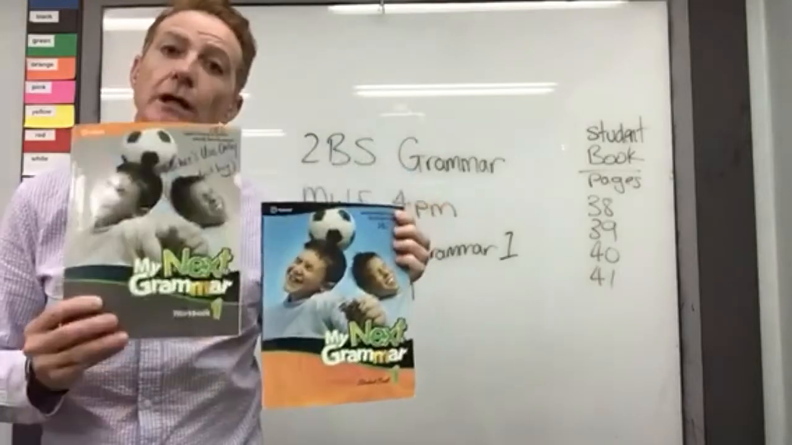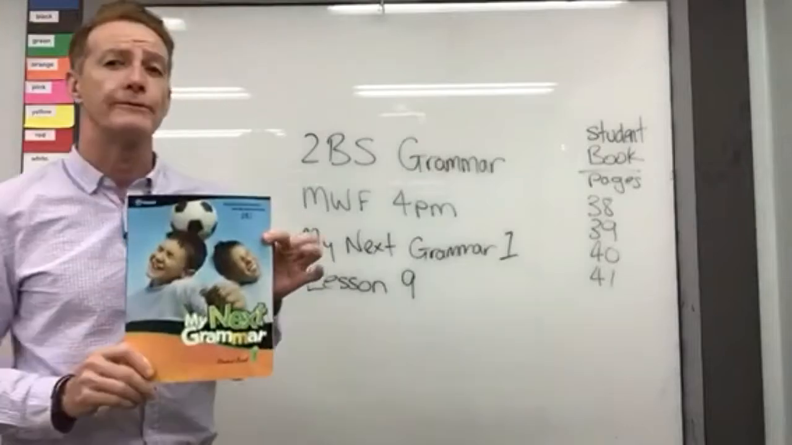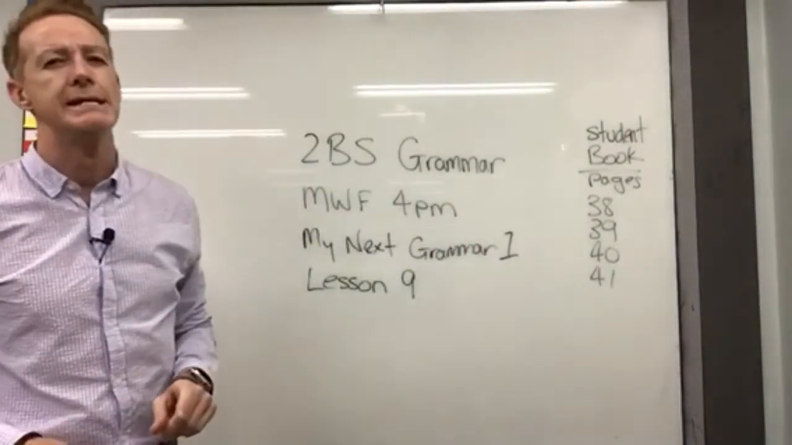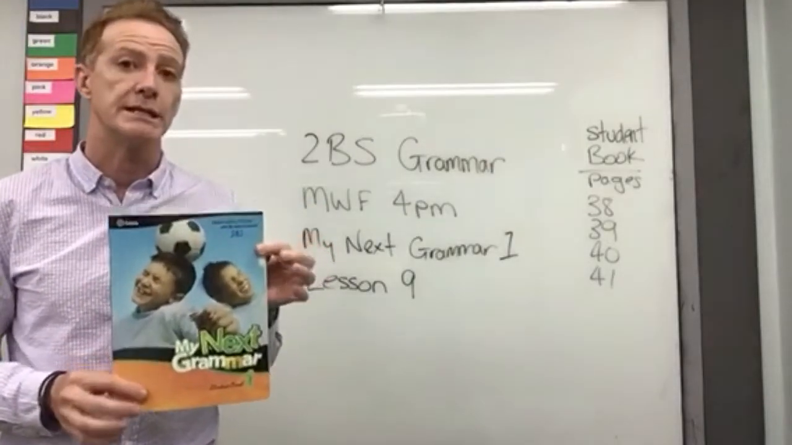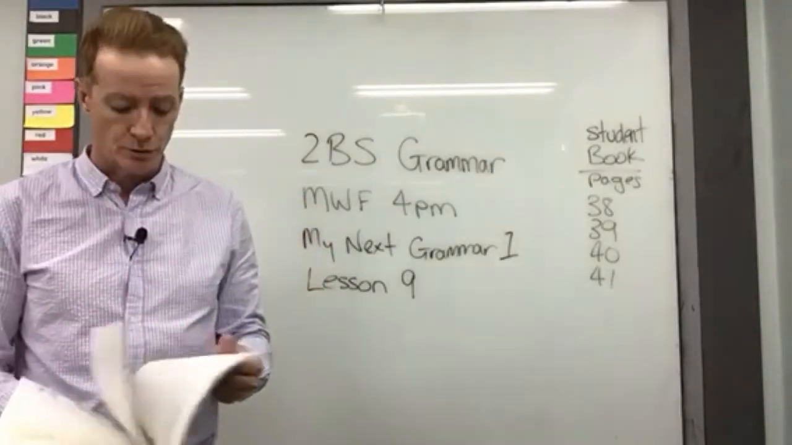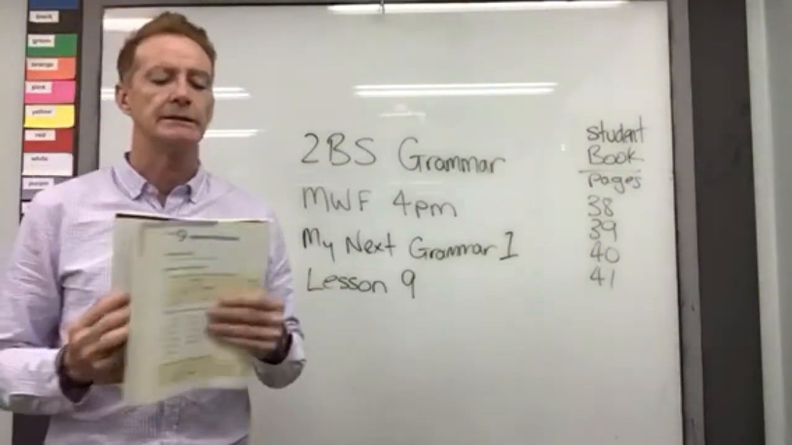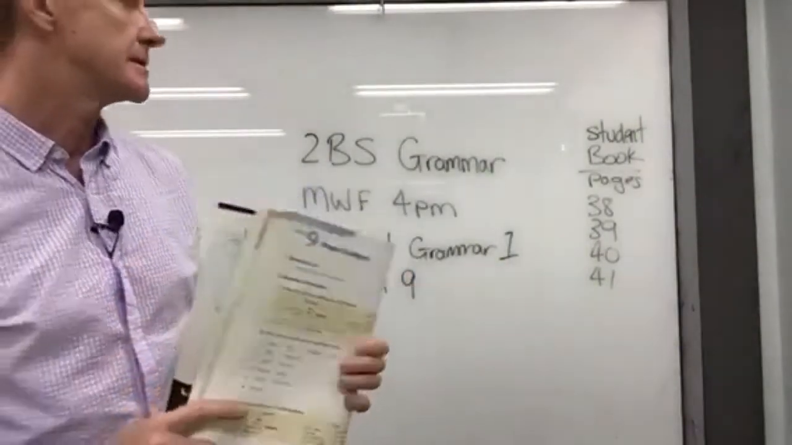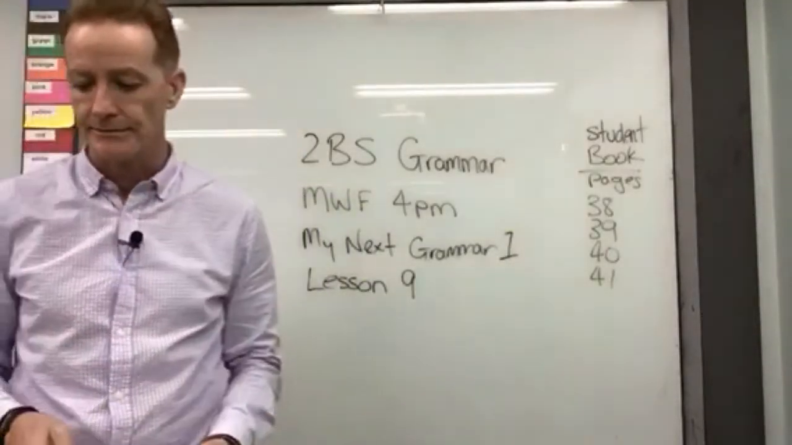So student book, workbook. And we're going to start with the student book first, and we're going to start at page 38. So make sure you have both books before you start. So when you have your books, let's get started. And we are doing lesson 9 today. And we are doing present continuous, all right? So make sure you're on page 38 to start.